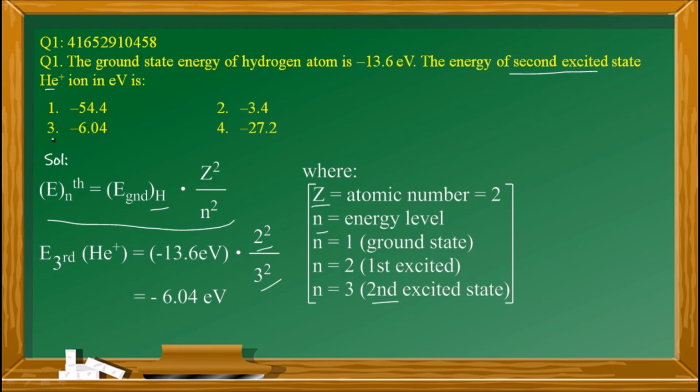So option number 3 is the correct option, friends. Minus 6.04 is the correct answer. The ground state energy of hydrogen atom is minus 13.6 electron volts. The energy of the second excited state of helium plus ion in electron volts is minus 6.04.